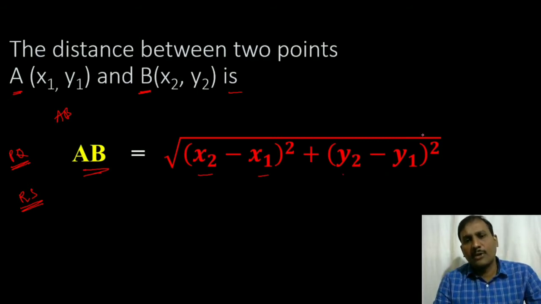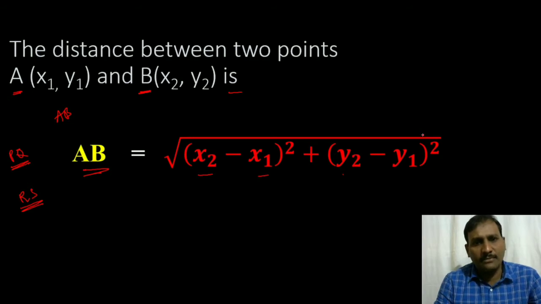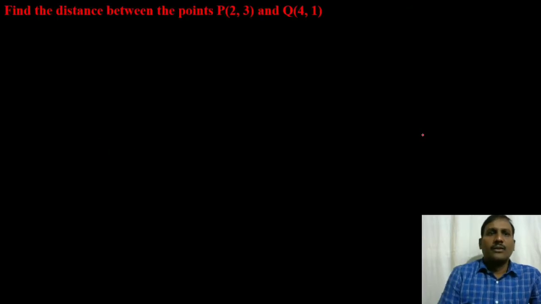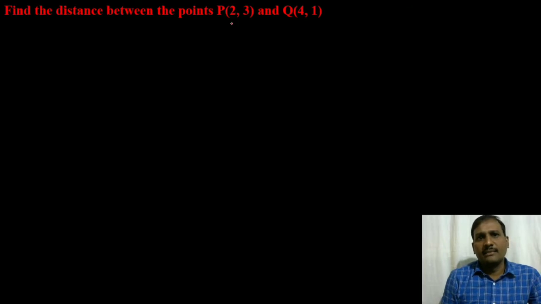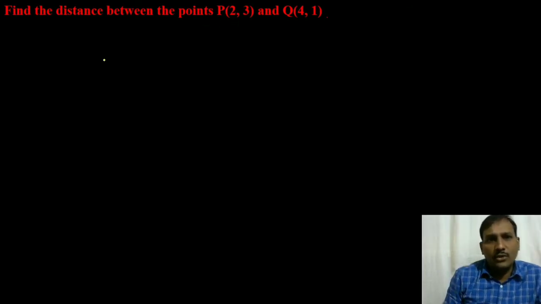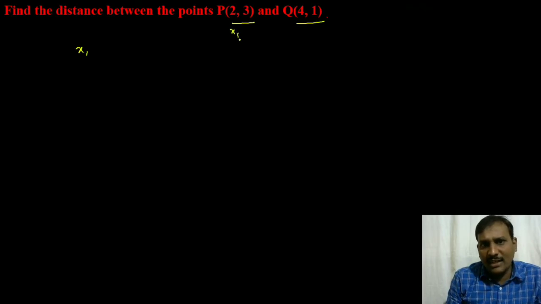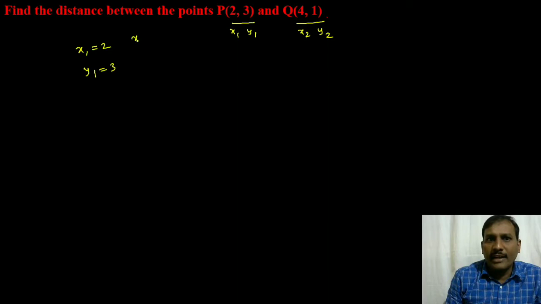So let us do some problems on this distance formula. Find the distance between the points P(2, 3) and Q(4, 1). 2 points are given, P(2, 3), Q(4, 1). So let us assume that these are x1 and y1, x2 and y2. So x1 is equal to 2, y1 is equal to 3, and x2 is equal to 4, y2 is equal to 1. So what is the distance between P and Q?